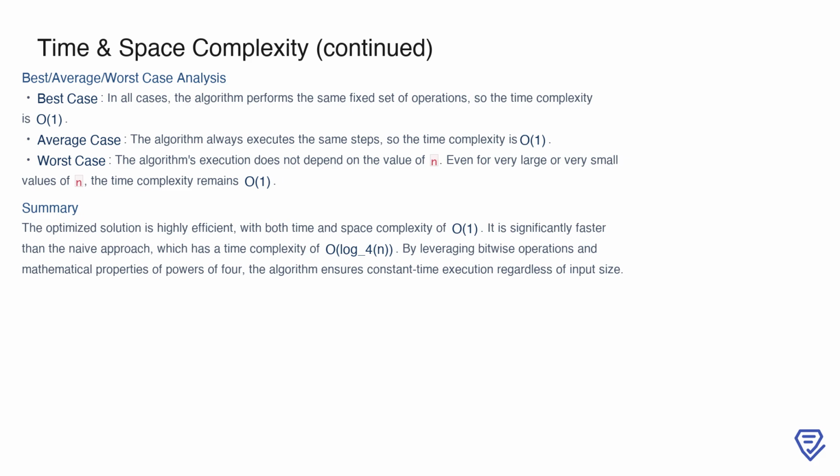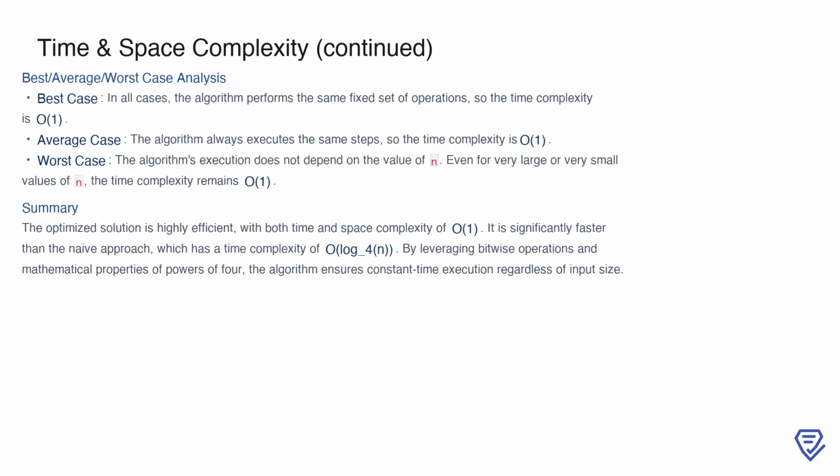The reason for this uniform performance is that the algorithm always executes the same fixed sequence of operations, regardless of the value of the input n. Whether n is very large, very small, or any value in between, the same constant time steps are performed, ensuring predictable and efficient execution. The algorithm's space complexity also remains O(1) in all cases, as no additional memory is allocated.